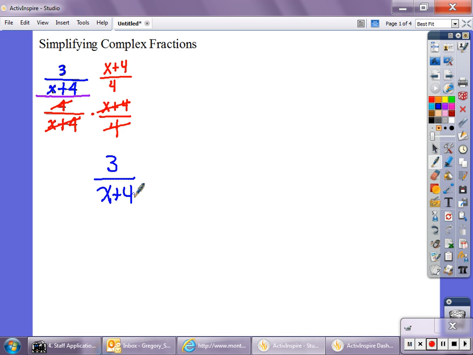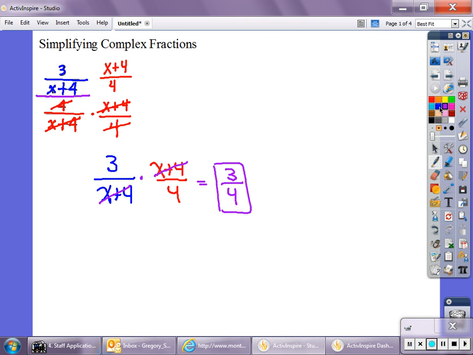And then this is a times problem now, x plus 4 over 4. And so what we have left over, once things reduce, which is here and here, we're left over with 3 over 4. Okay? So division went to a multiply. We're multiplying by the reciprocal right there of the 4 over x plus 4, which is x plus 4 over 4. Again, I do that no matter what my bottom is.